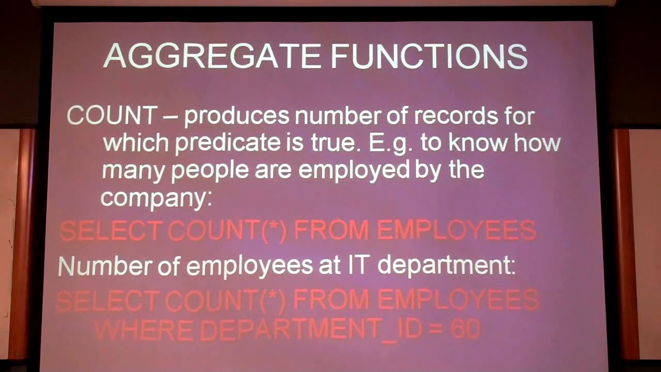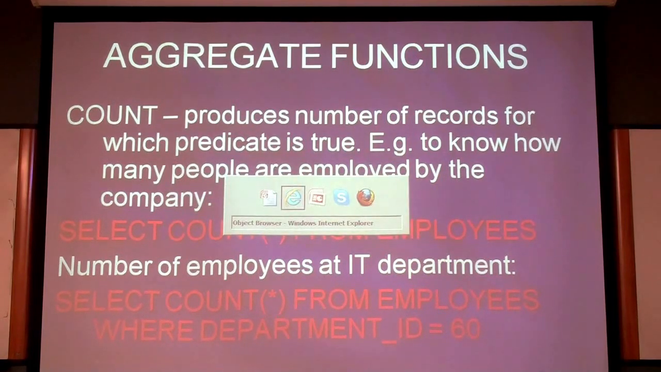We can say select count from employees where department ID equals 60. In this case, we'll retrieve the number of people working in department 60. You should get 5 here. Now again, I'm counting across all fields here. You have to be very careful when you're specifying star or something else. So let's execute this statement together.